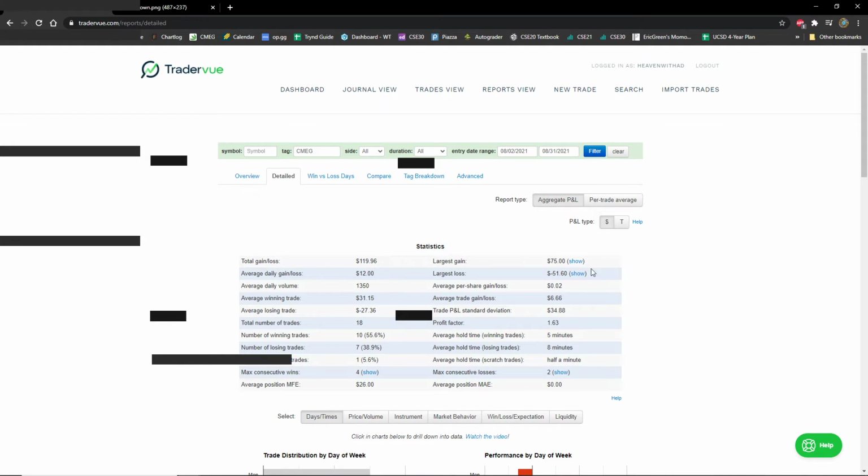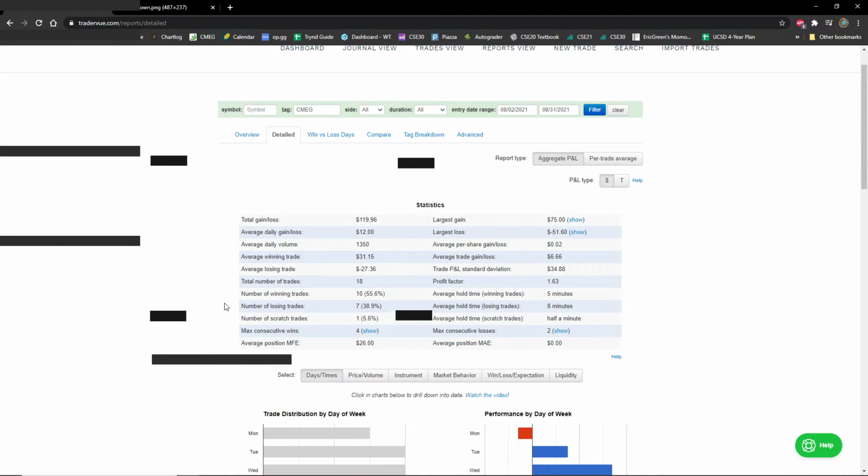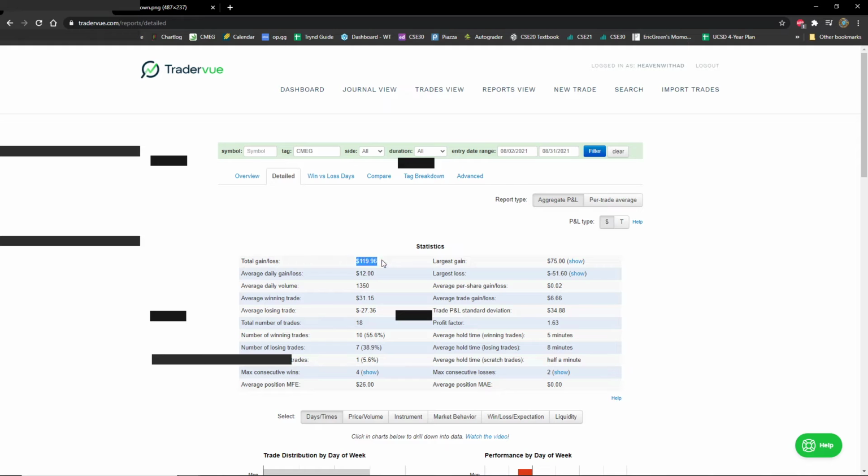So these numbers are all before commissions, and I'll show you a picture of what it's like after commissions too. So we're up 120 before commissions, with an average daily gain of $12 a day, and we have a profit loss ratio of about 1 to 1. It's more around 1.1, 1.2 to 1, so not bad. We've taken 18 trades, 56% win ratio.